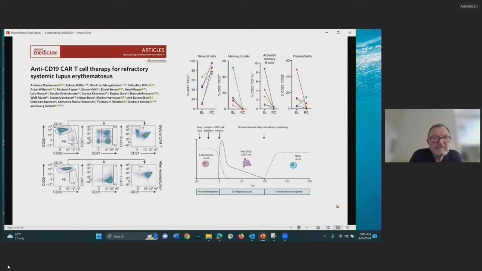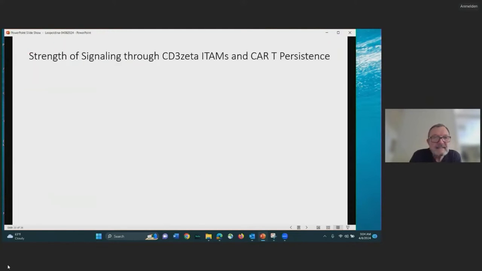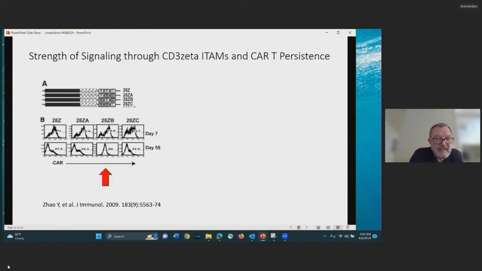So what might be the reason for the differences? And I think my favorite interpretation is that there's actually a known effect of the strength of signaling through CD3 zeta ITAMs and the CAR T persistence. And this goes back to quite a long time ago, maybe about 15 years ago, when the Steve Rosenberg lab observed that if you mutate the ITAMs in the CD3 zeta domain of a CAR, you get much better persistence of these cells in vivo.